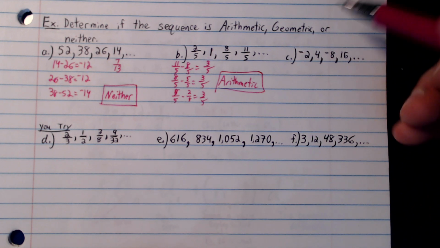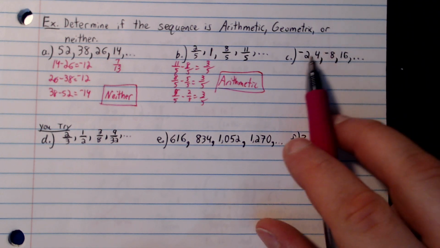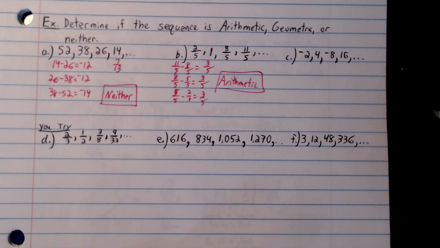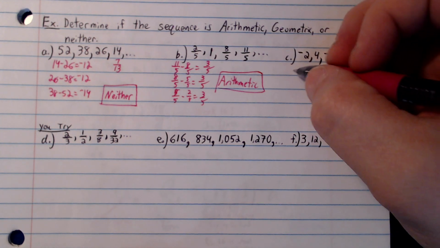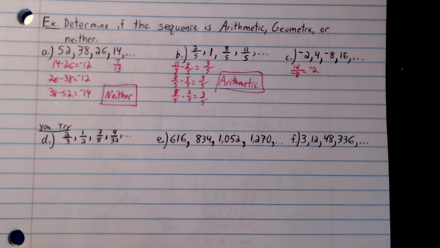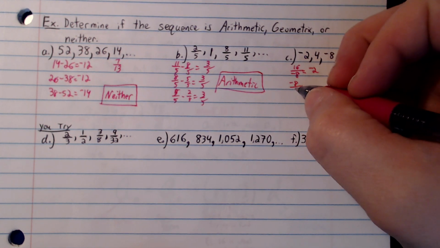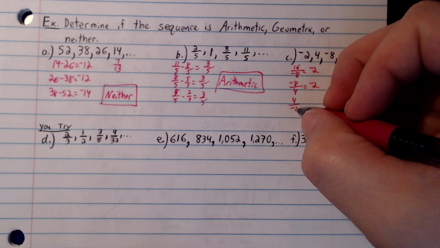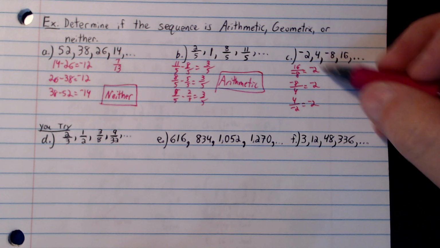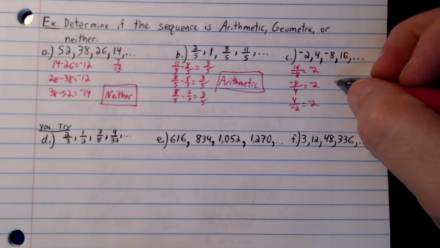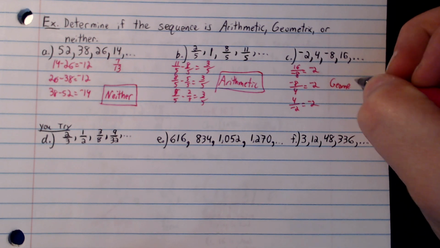And the last one, well, I can see that these are getting increasingly larger, so it's definitely not arithmetic. Added 2, added 4, and so that didn't work. So let's check geometric. 16 divided by negative 8 is negative 2. Negative 8 divided by 4, negative 2. 4 divided by negative 2, negative 2. So it's the same ratio each time, negative 2, so this is geometric.